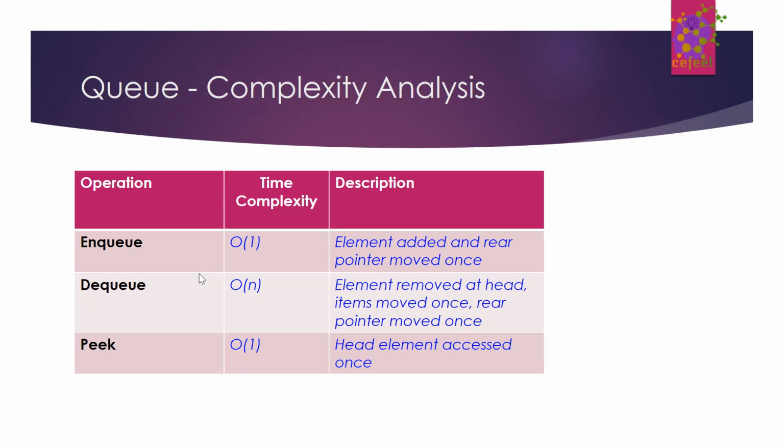Alright, let's see the other operations as well. We already saw the dequeue operation, which is order n, because we remove an element and then all items are moved over one position to the left. Then let's see the enqueue operation. In enqueue, we just add an element to the end and increment the rear pointer by 1. So we are not doing much work in terms of the size of the queue. We are just doing one operation, that's why it's order 1.